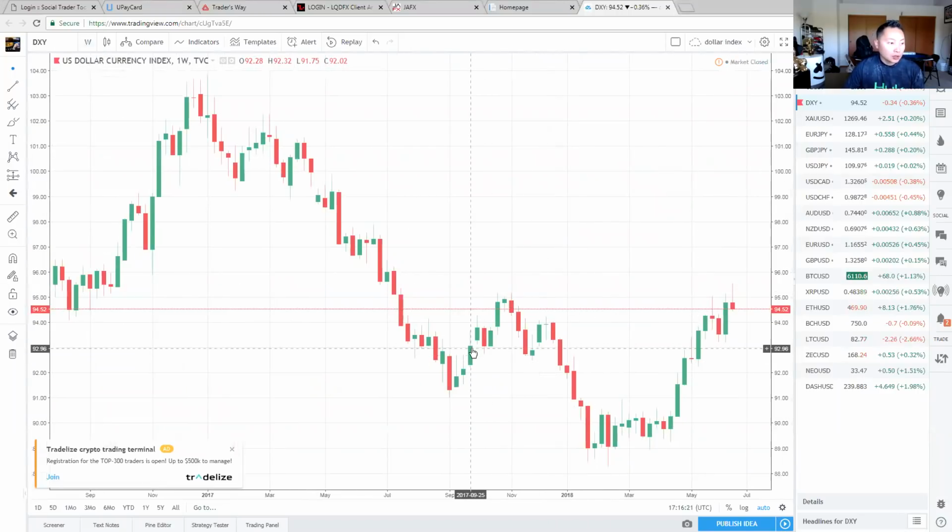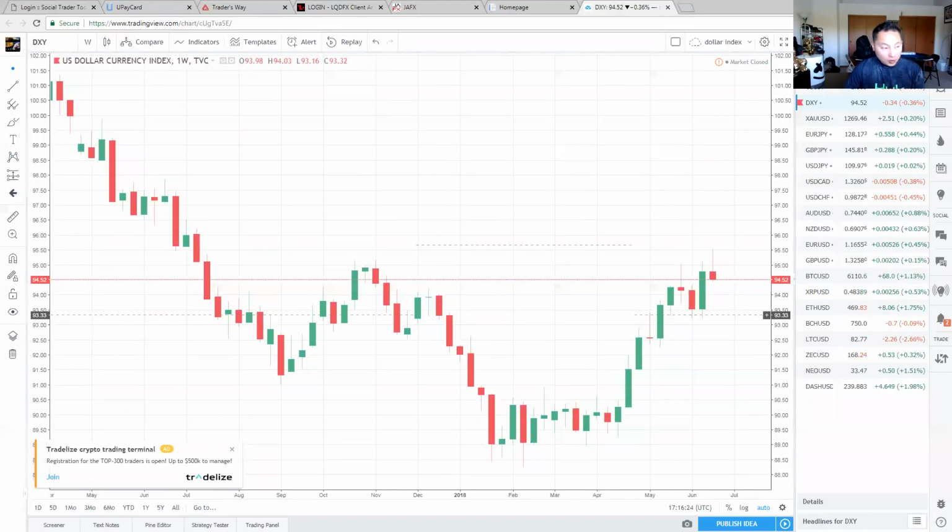Basing on the new weekly candle that's gonna start out, I'm gonna shade this in. It's gonna start at the bottom here. It's gonna try and push up back to 95. That's my prediction. It's gonna try and rally back up to 95.